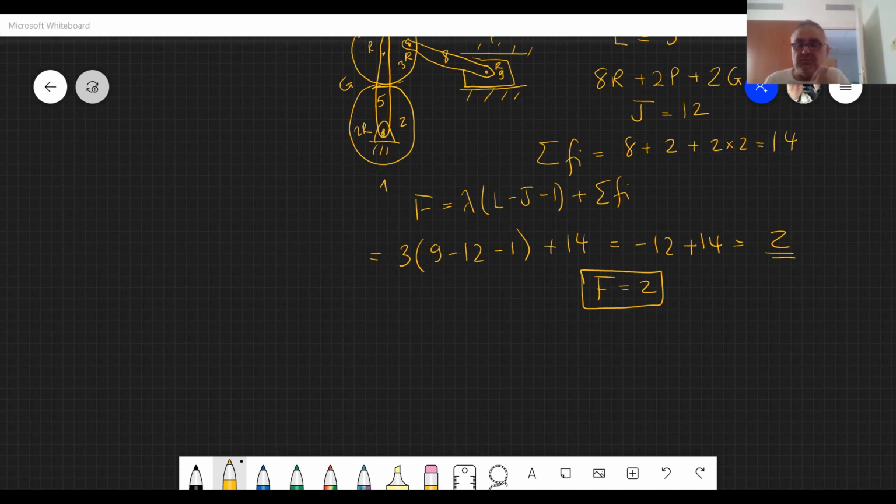Any questions about this? Or any questions in general? I will stop here and continue the next time with still more examples, and then we will continue with the so-called Grubler's equation and enumeration and inversions, etc. Some topics which are related to degrees of freedom.